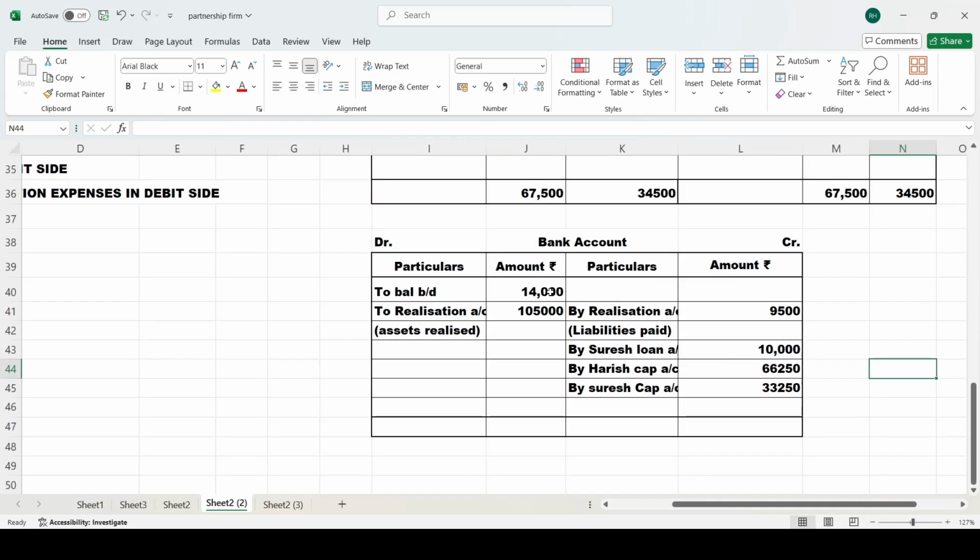Now that everything is completed, we'll check it. What will be the total? Here it is 1,19,000. We'll write it. Come to this side, we'll check whether it tallies or not. Yes, it is 1,19,000 again. Hope you understood.